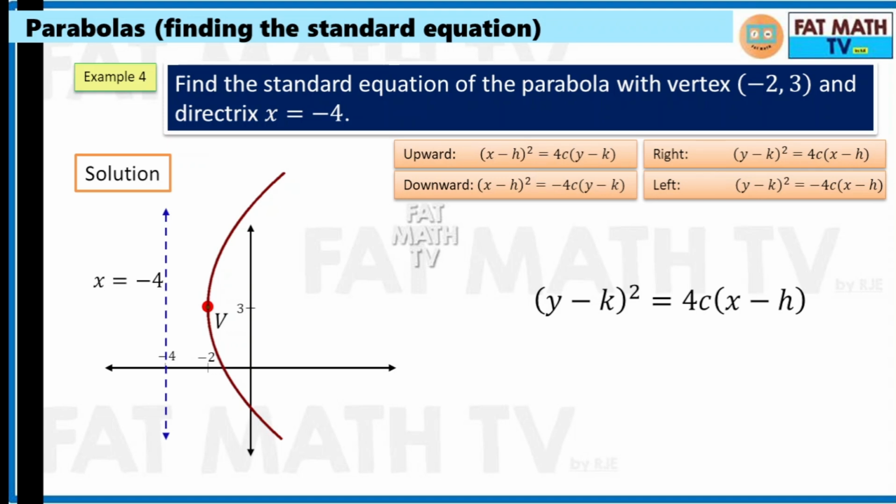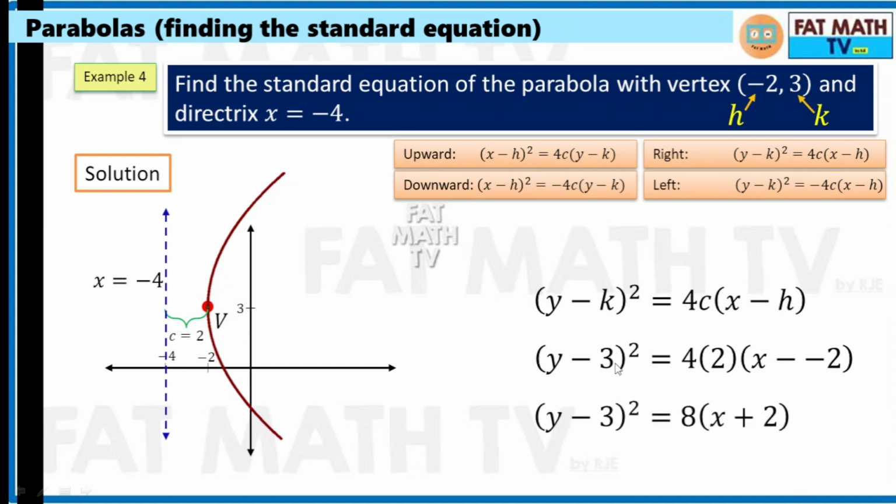And h and k are negative 2 and 3, and c is the distance from negative 4 up to negative 2. From negative 4 up to negative 2, that's negative 2 minus negative 4 is 2 units. So c is equal to 2. Okay, you can already substitute. y minus k is 3 squared equals 4 times c is 2 times x minus h, which is negative 2. And then we can simplify this as 4 times 2 is 8. And minus negative 2, you can write that simply as plus 2.